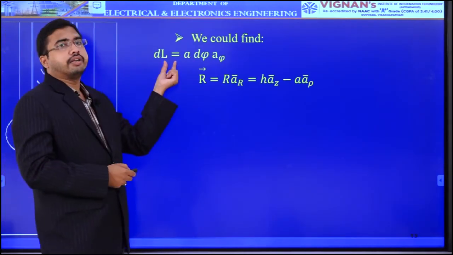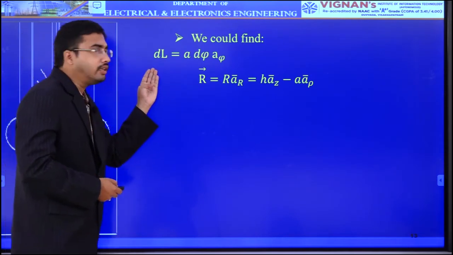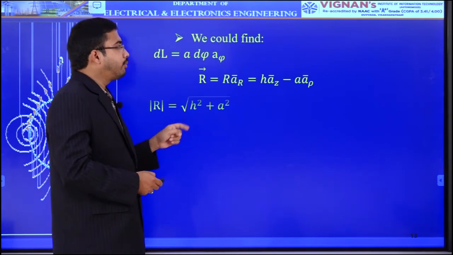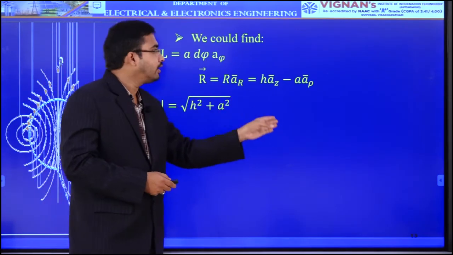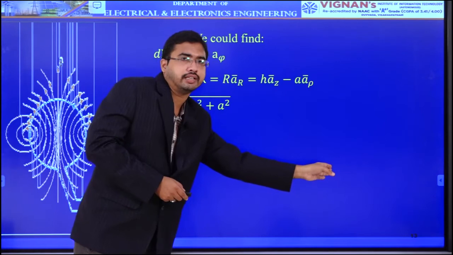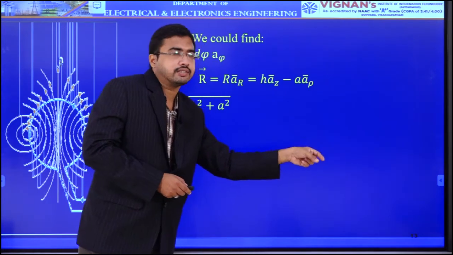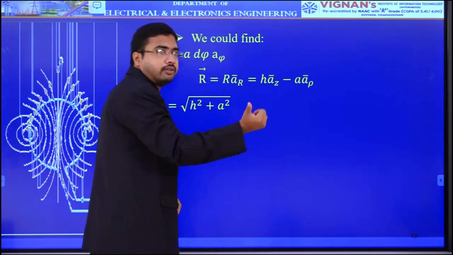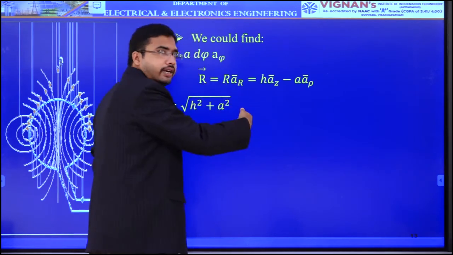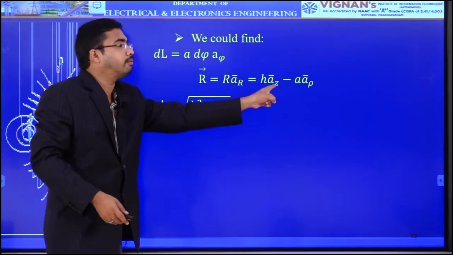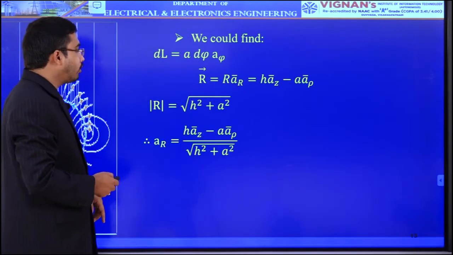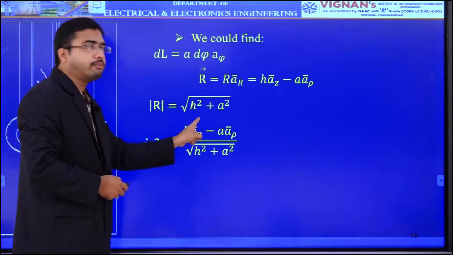Now, from the cylindrical coordinate system, we know that the differential length dl is equal to a d phi a phi, and the distance vector is, from the previous diagram, the height is h into az, and the radius vector is a into a rho. But I already said that if the unit vector perpendicular to the surface is a rho, the inward vector will be minus a rho. So that is what I am representing here, and the magnitude of this vector is root h square plus a square. Now, what is the unit vector? R bar by mod R bar.